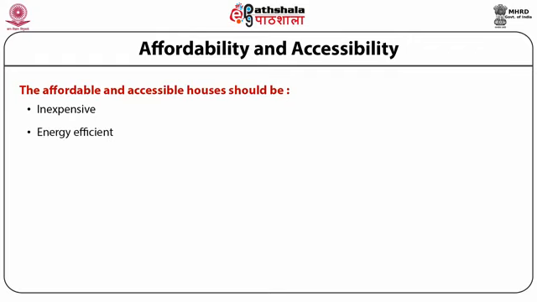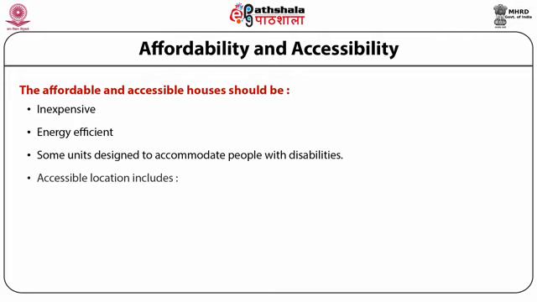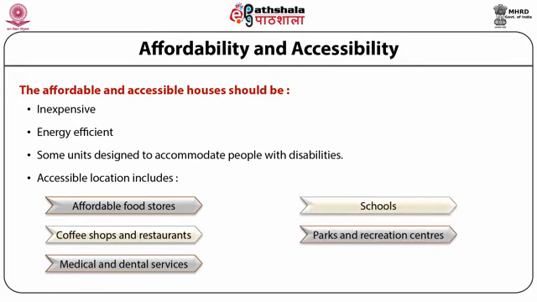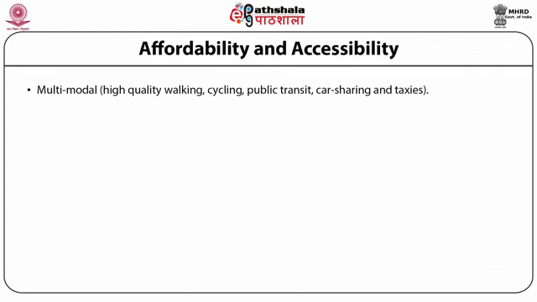These are energy efficient, that is, they reduce cost and maintain comfort. Some units are designed to accommodate people with disabilities. Accessible location, that is, commonly used services located within an easy 10-minute walk and numerous jobs located within a convenient 30-minute transit trip. This includes affordable food stores, coffee shops and restaurants, medical and dental services, schools, parks and recreation centers, and public transit. These should be multimodal, that is, high quality walking, cycling, public transit, car sharing, and taxis.